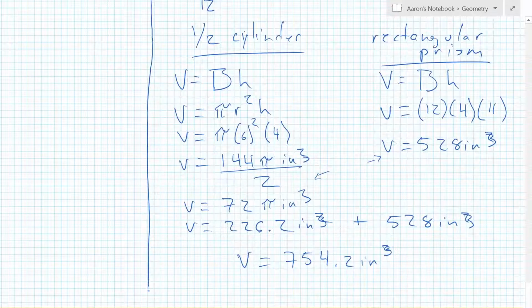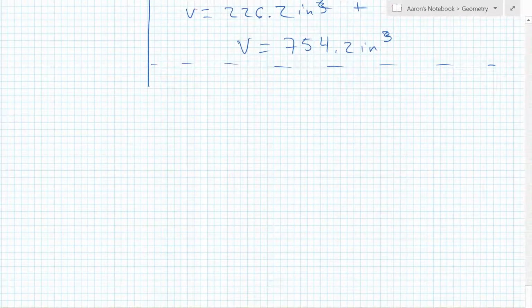So composite figures can be a little time consuming, but as long as you can identify the component parts, you'll be fine. We're done.